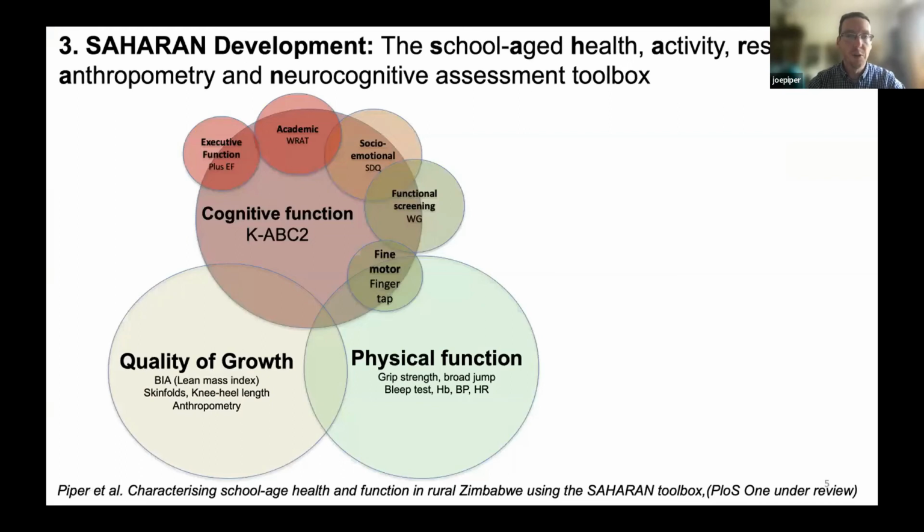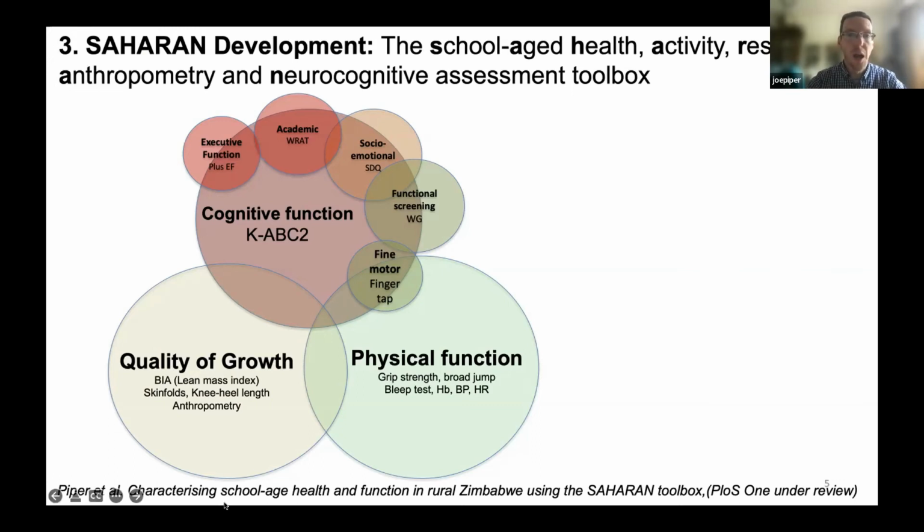So what about the toolbox? Well, this is designed as a whole range of measuring tools, looking at, first of all, quality of growth. So beyond straightforward height and weight and other measures of anthropometry, we're looking at bioimpedance, using that to get a measure of lean mass index, skin fold thicknesses for peripheral and central fat, and knee heel lengths to get an idea of body proportions. And then physical function, so we use grip strength and broad jump to give us an idea of muscle strength, and the shuttle run or beep test to give us an idea of cardiovascular fitness.